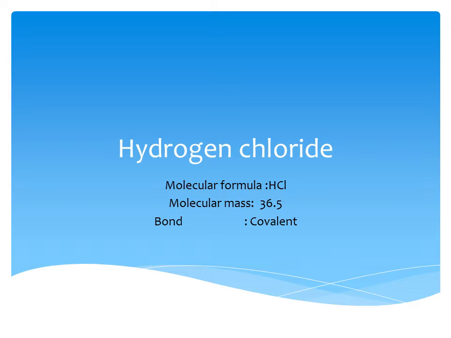You know what is a covalent bond? Covalent bond is the chemical bond formed by sharing of electrons between atoms. So the bond in hydrogen chloride is covalent.